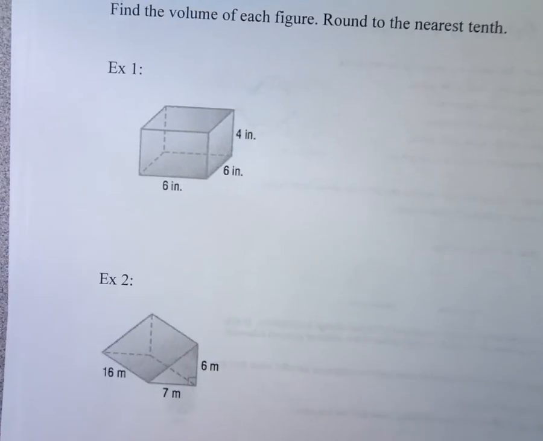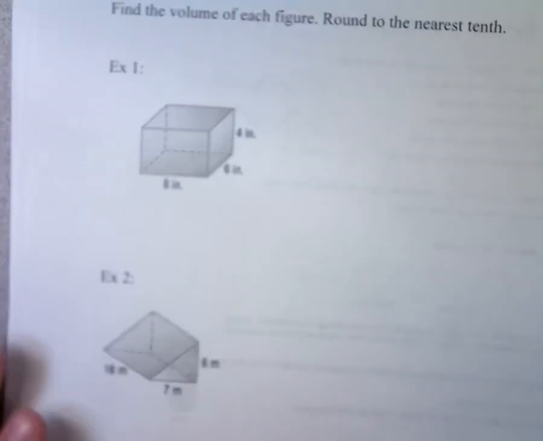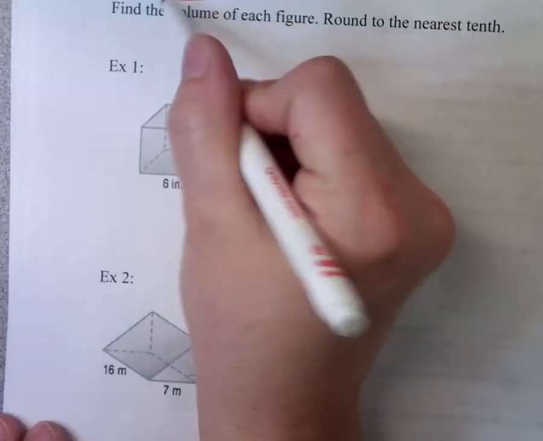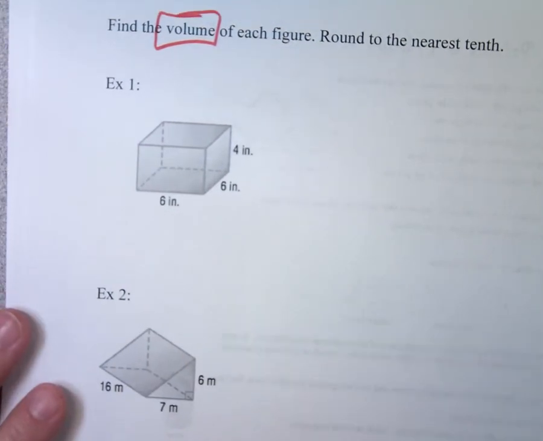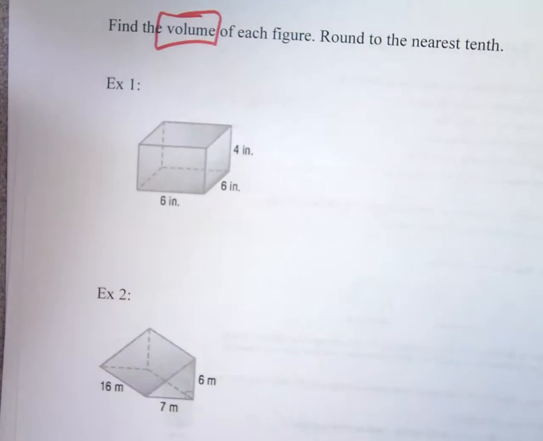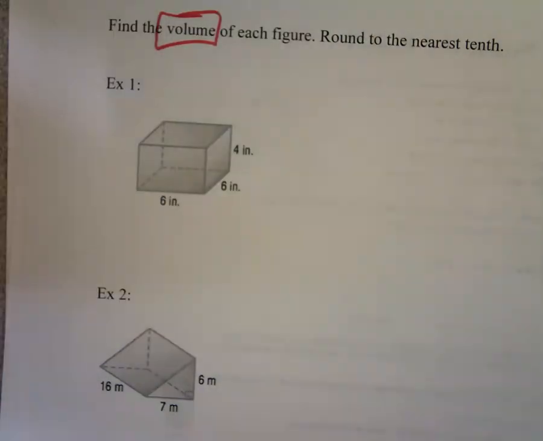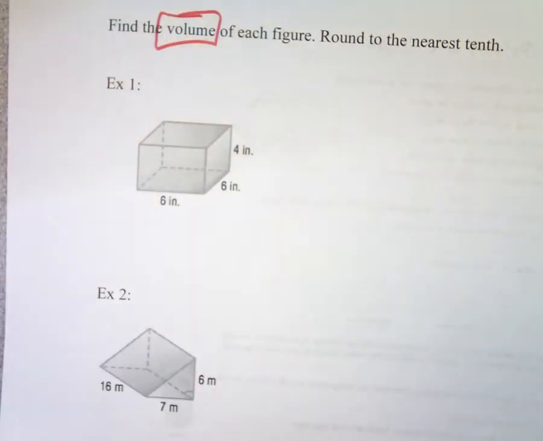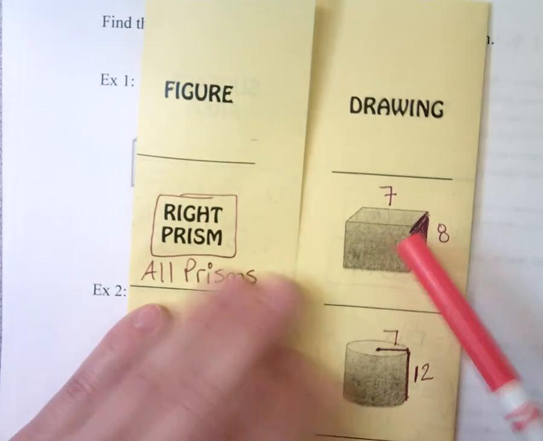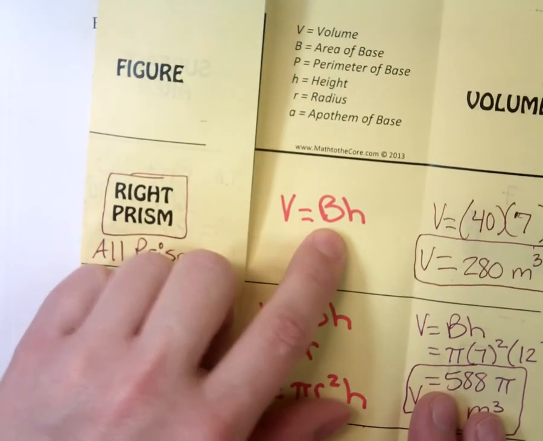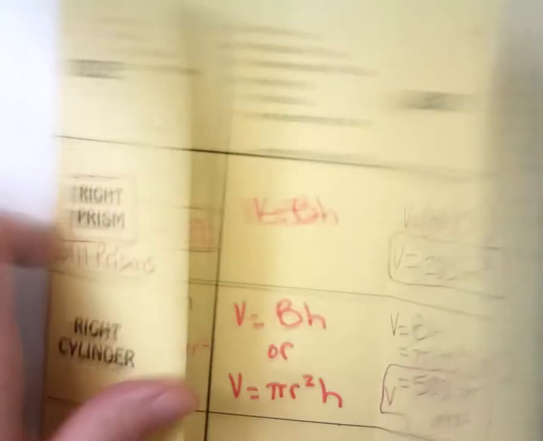Let's start with example 1, and we are just finding volume. What shape do we have for number 1? A cube? It's not quite a cube. It's a rectangular prism. So I'm going to come to the rectangular prism, to the top section, and our formula for volume is capital BH.